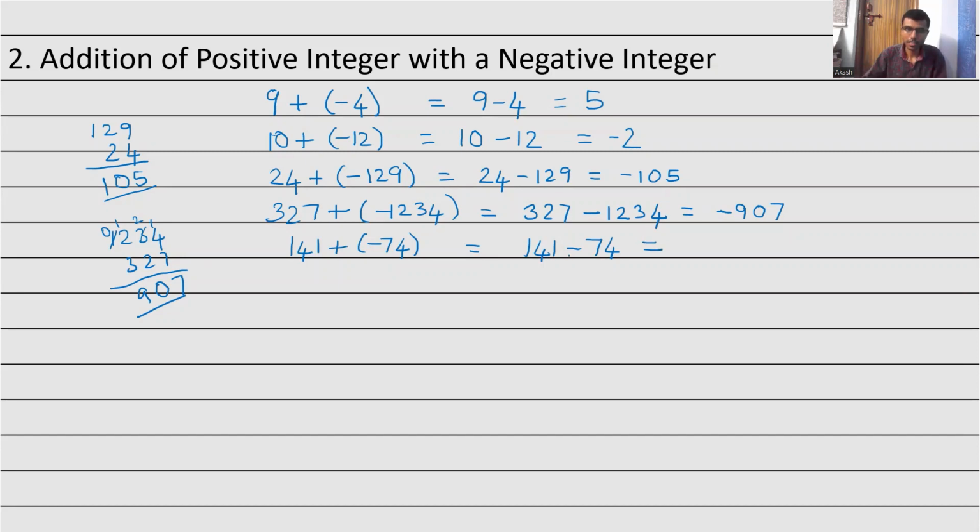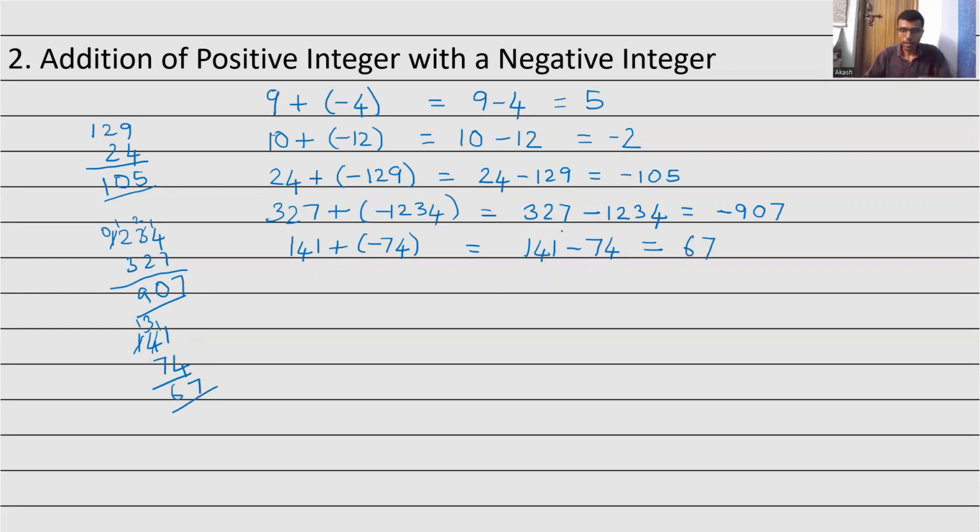There is one technique. I guess I'll teach you guys some other time. For now, I'll just do the basic one, 141 and 74. So here, if I take 1 over here, I'll be left with 3, and then 11 minus 4 is 7, and then if I borrow 1 here, I'll get 13. 13 minus 7 is 6, so ultimately I get 67.